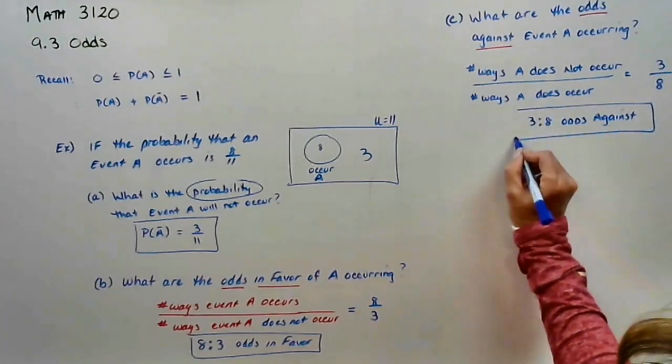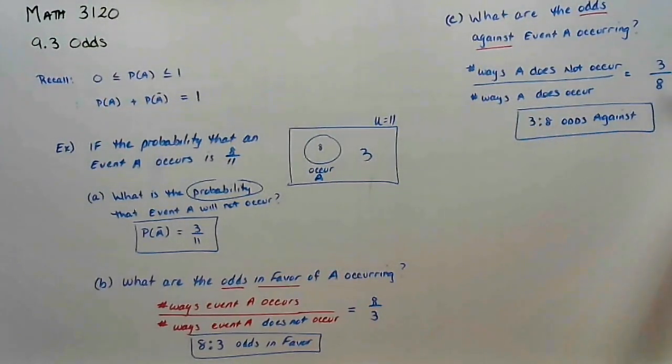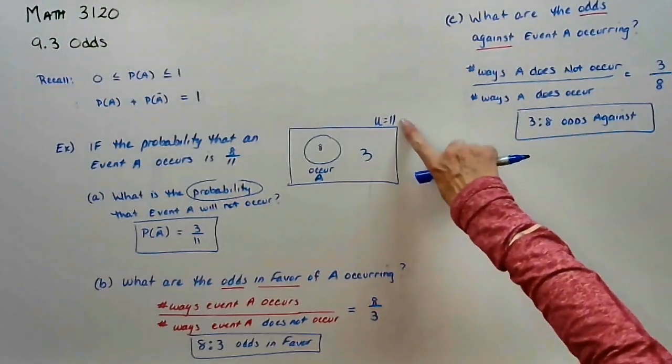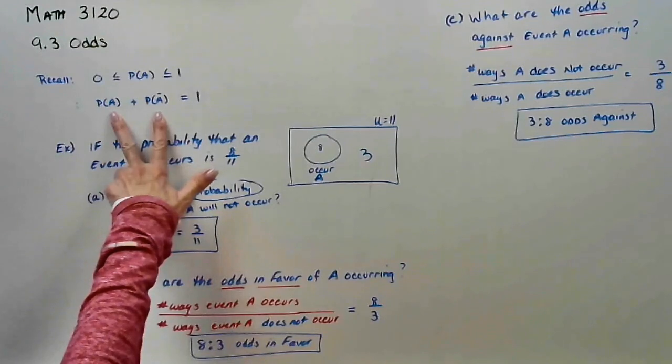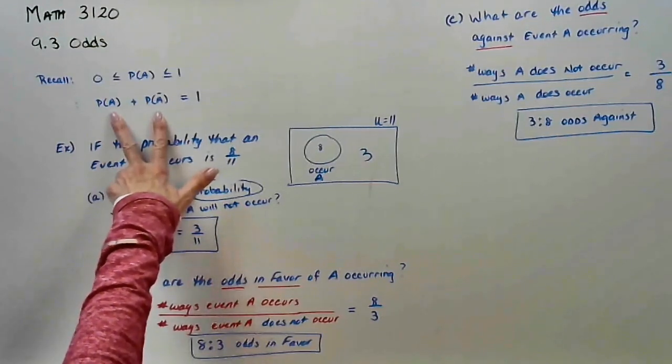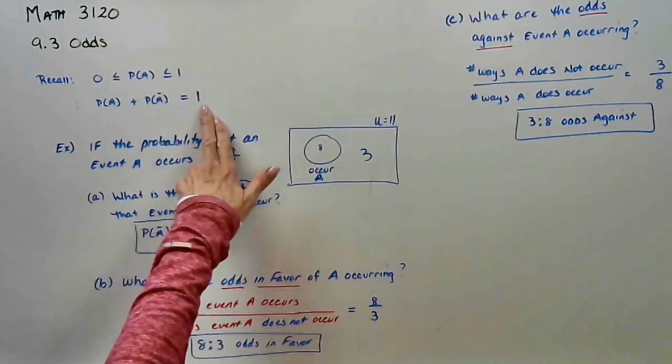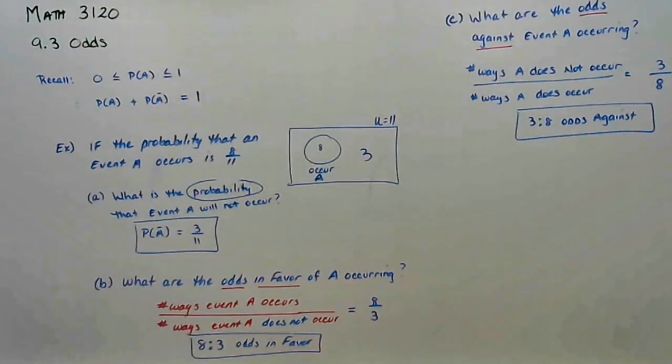And you'll notice if you add them together, how many ways they do not happen and how many ways they do happen, I end up having the universal set of 11. So that's what we mean way back here. The probability that it does occur plus the probability that it does not occur should guarantee all your choices.